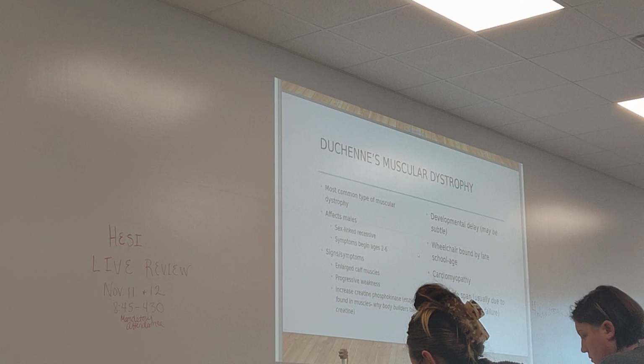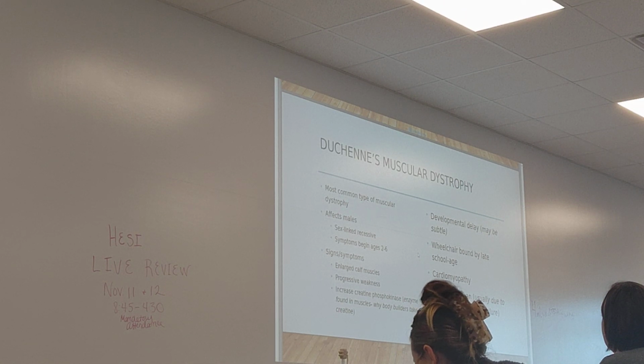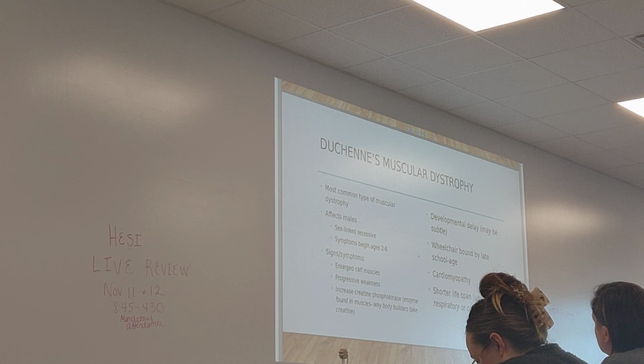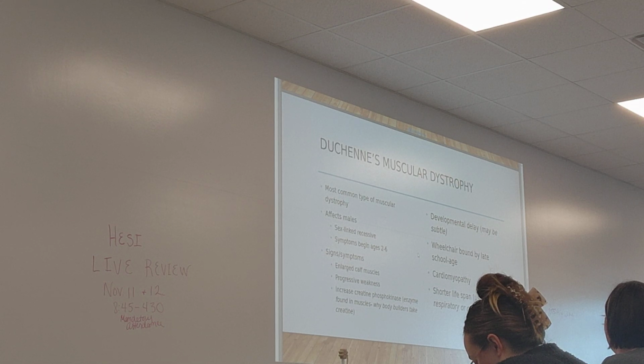Muscular dystrophy is sex-linked, which means it's passed down to male children. It's really sad because they start out normal, and over time they start showing weird signs and symptoms: tripping, falling. Their calf muscles get really, really enlarged, but yet they're very weak. They have these big calf muscles.